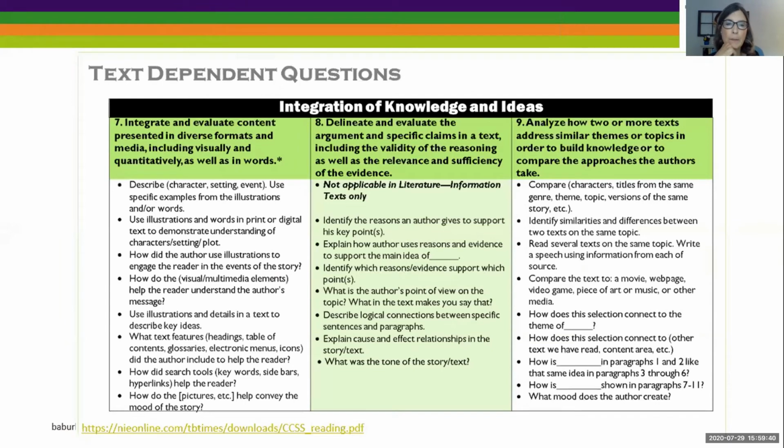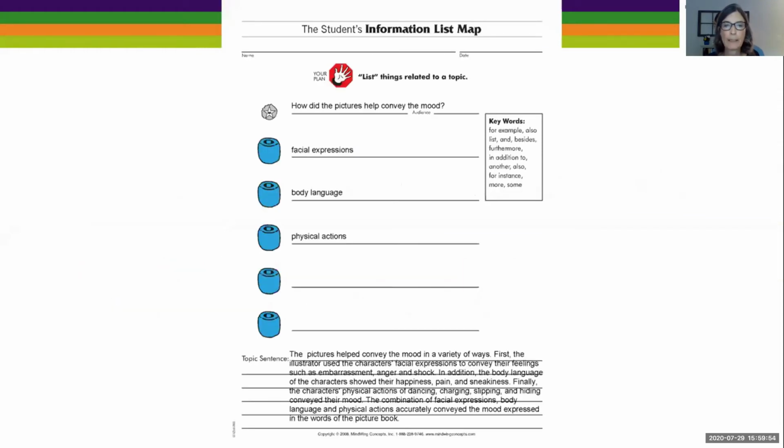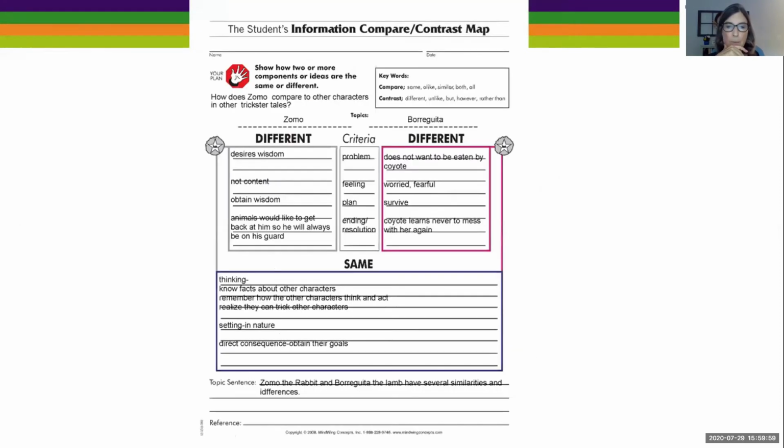And then the last type of text-dependent questions are integration of knowledge and ideas. And the questions I developed for that: how do the pictures convey the mood of the characters, and how does it compare to other characters we've read in other Trickster Tales. And I did it based on, I gave you a list map on how the pictures conveyed the mood. There's a summary at the bottom. And then I compared it to the book Borguida and the Coyote again, and these books are great.